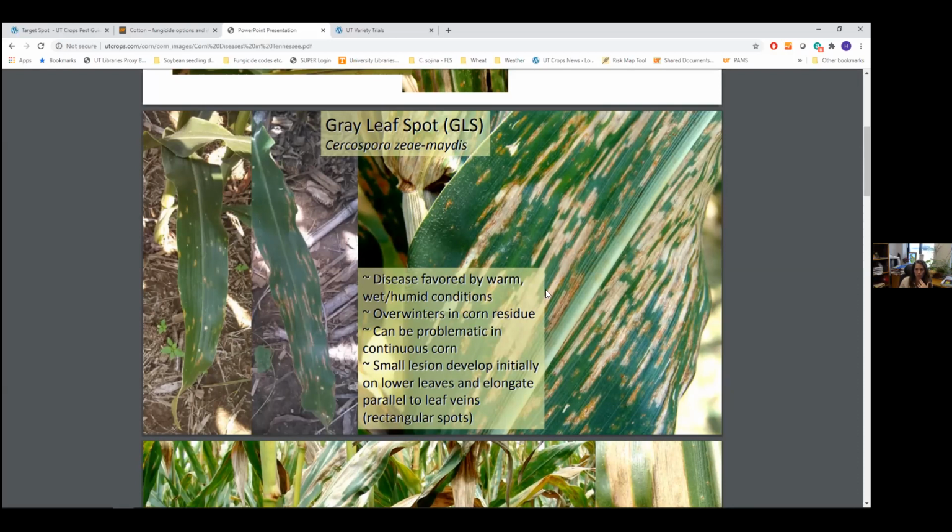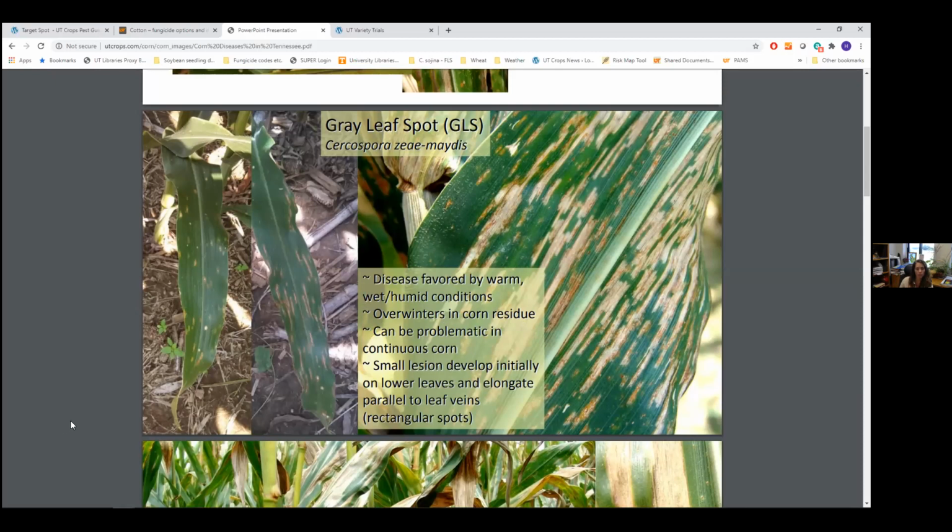And zooming in, they're bordered by the veins of the leaf, so they turn into these rectangular leaf spots. That's one of the characteristic symptoms of gray leaf spot lesions, being bordered by those veins and elongating to be rectangular. It's favored by warm, wet, humid conditions. It overwinters in the corn residue, hence it's most problematic in corn after corn. And so again, we'll get to it, but knowing your hybrid is very important.